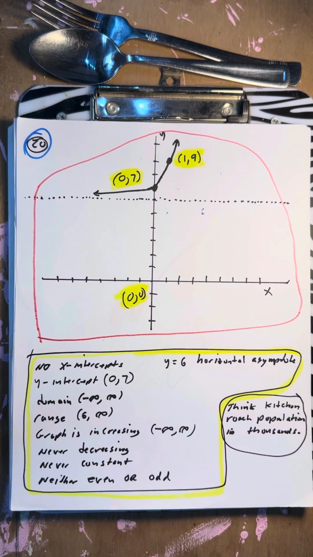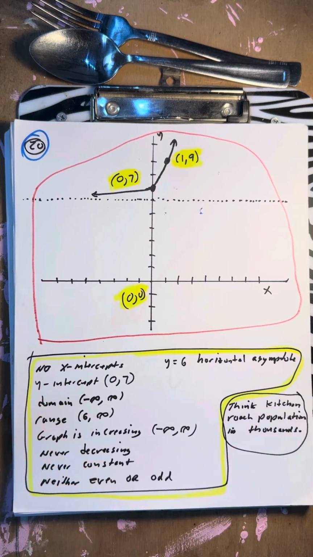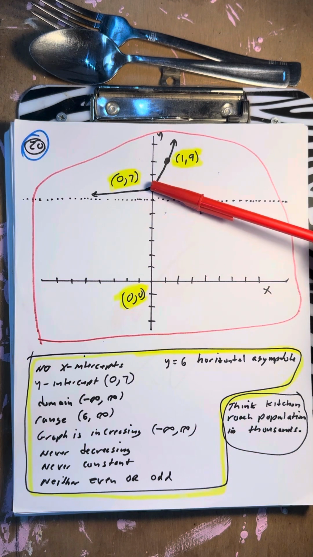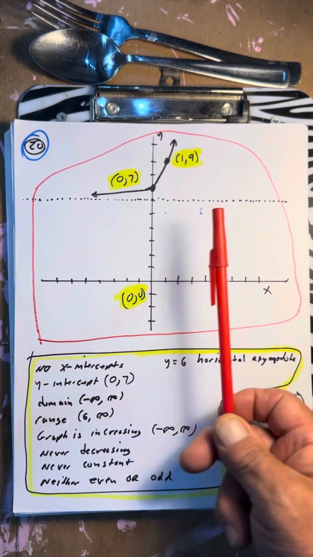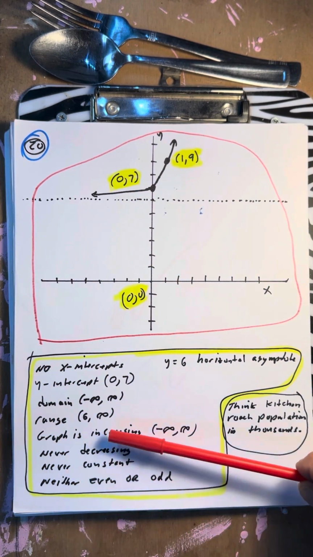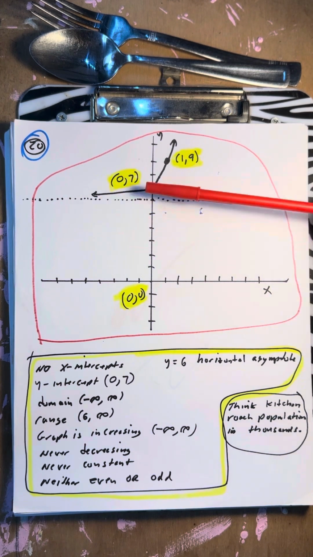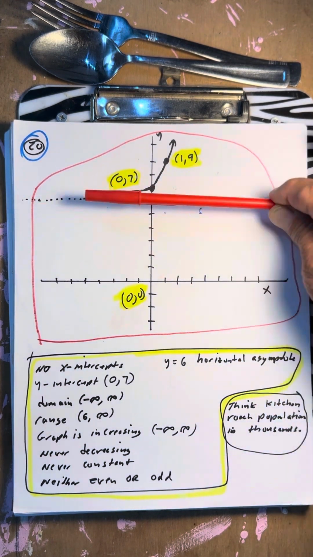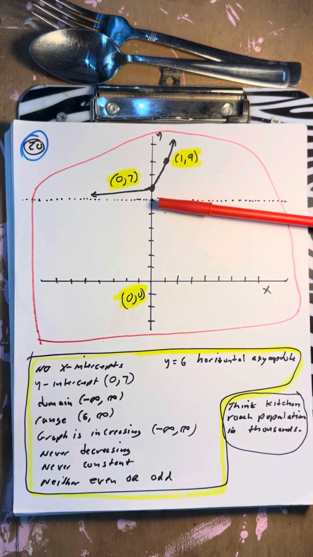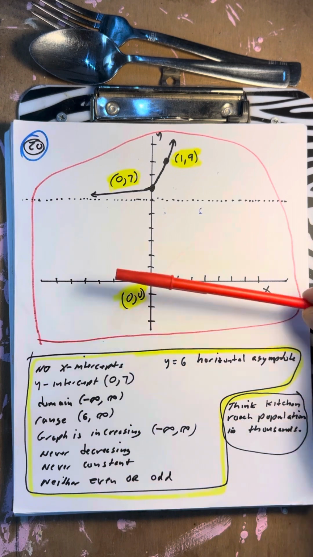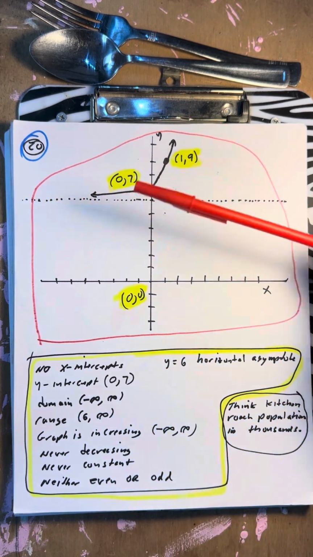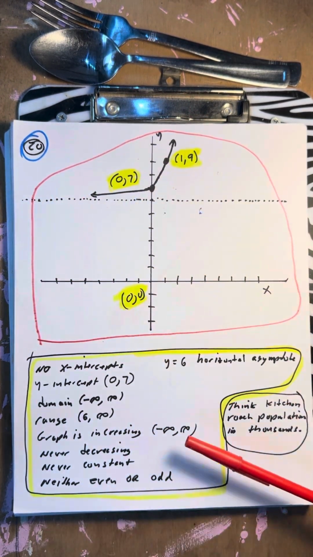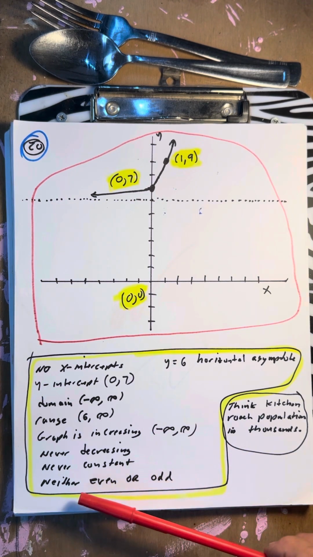This one. All right. X-intercepts. There are no x-intercepts. Nothing down here. What about the y-intercept? 0, up 7. Yeah, right there, 0, 7. Domain, from the left to the right, goes negative infinity. Yeah, it doesn't stop. Range, from 6, because this is 7, but 6 is right here, kind of leveling out right there but never getting there. So it's like a horizontal asymptote at 6. So from 6 to where? Infinity, it goes up. And the graph is increasing all the time. Never decreasing, never constant. It's neither even nor odd.